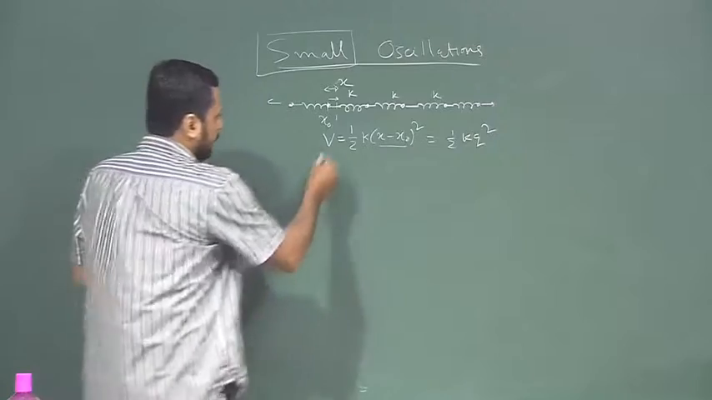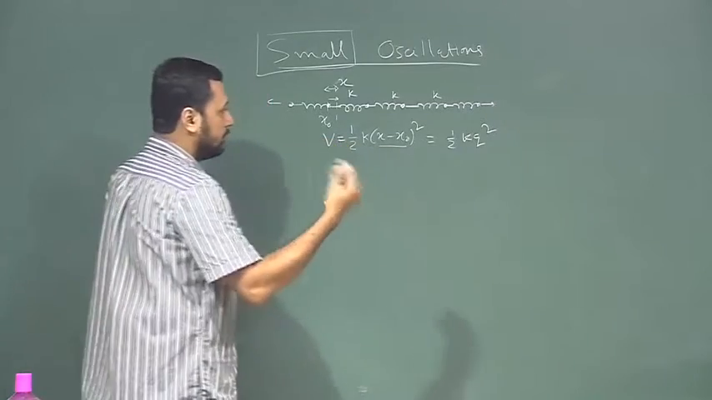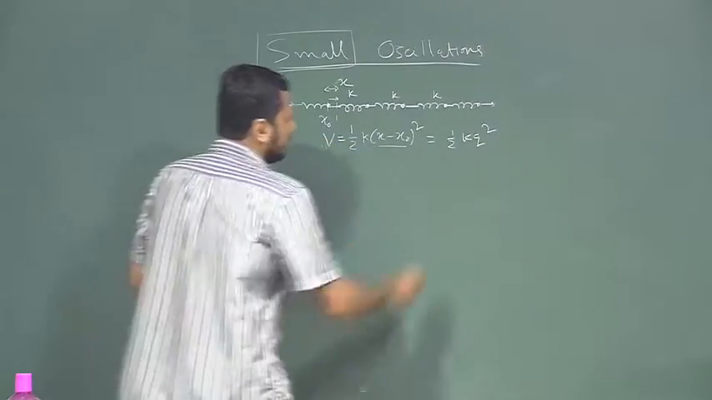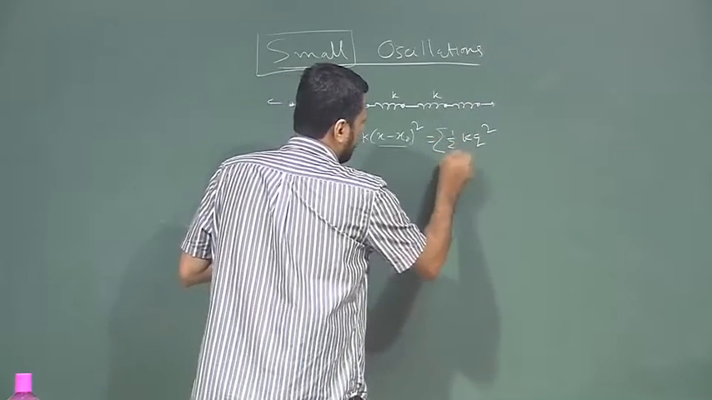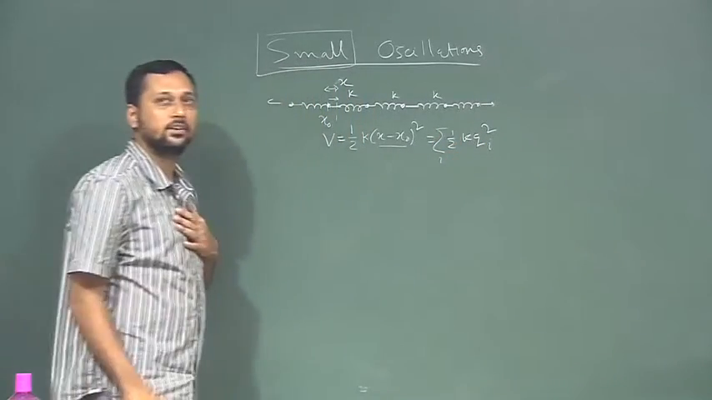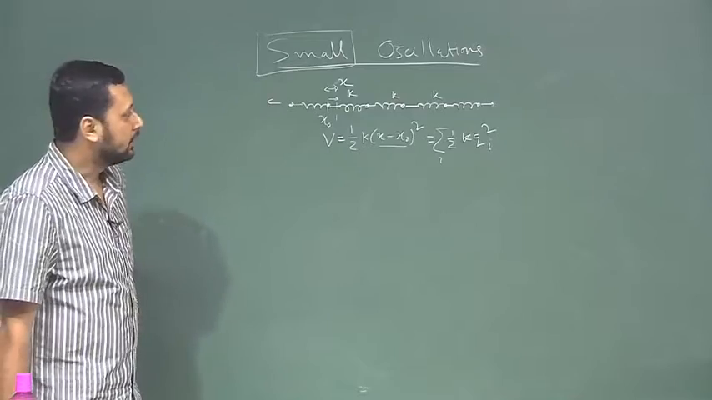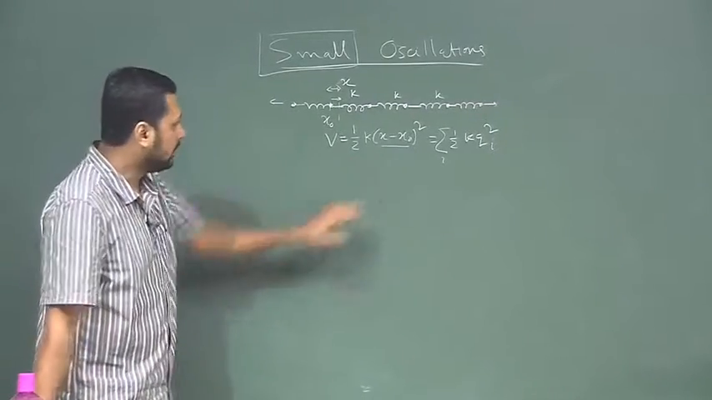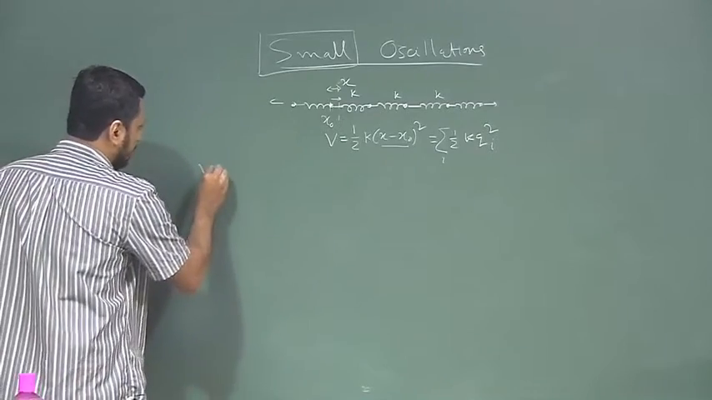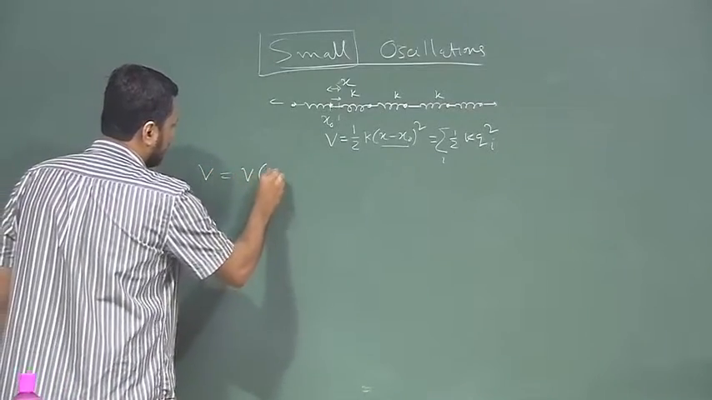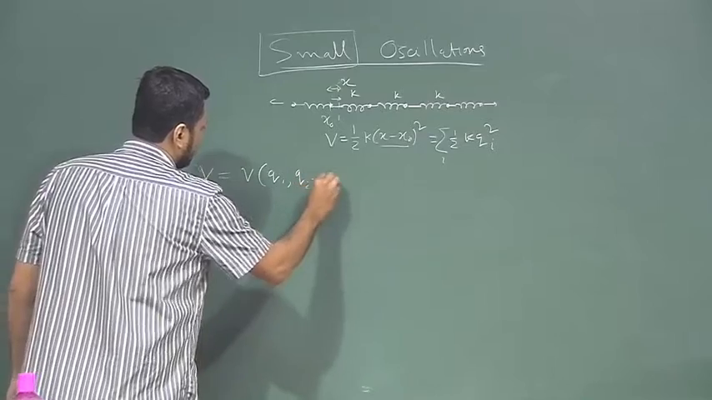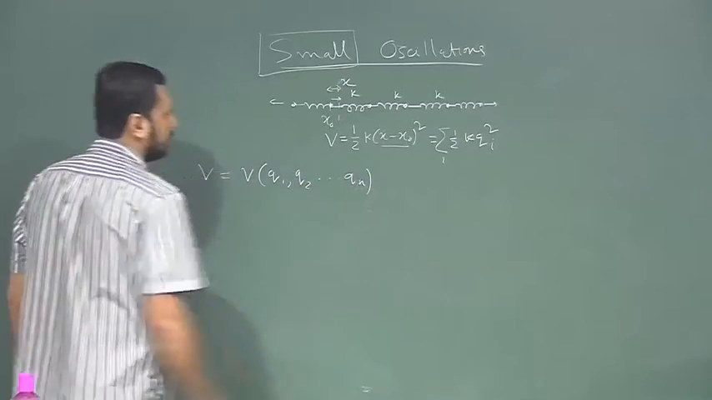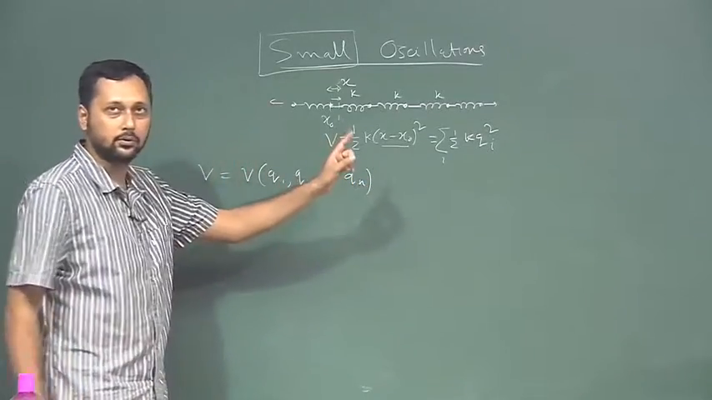So, if this is your V1, then they will have V2, V3, V4. So, total V is a sum over all these Qi squares, right. So, this is a general form of potential. So, in effect, V is a function of Q1, Q2 up to Qn, n being the number of masses.